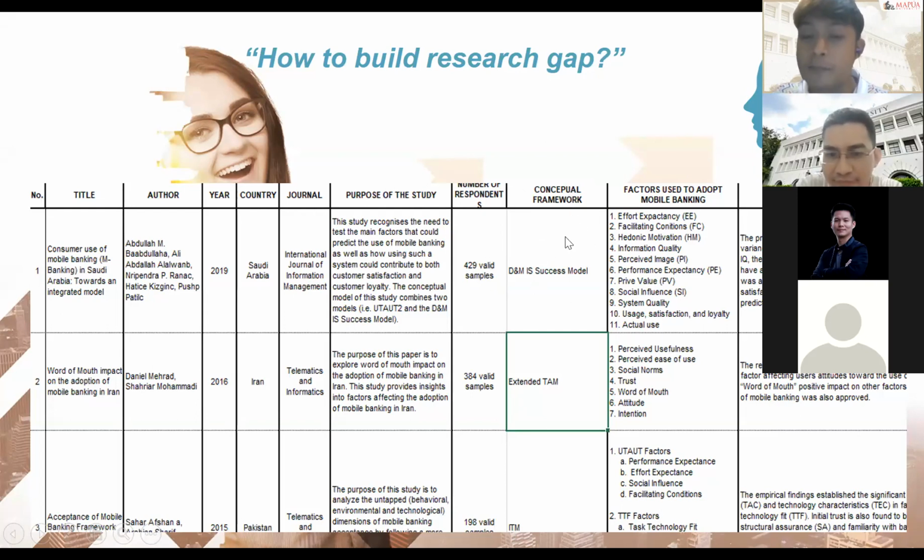Conceptual framework, this is important. That's why I use the protection motivation theory or theory of planned behavior. Okay, and what do you use? DMIS success model. I published one paper about this model. And this is very important: what factors do they use in the paper? So you try to mix and match your own by reading.